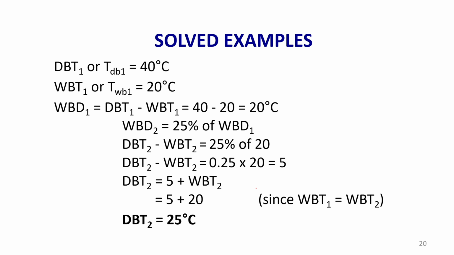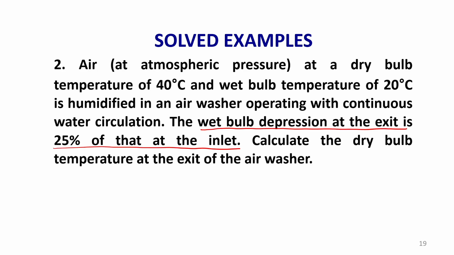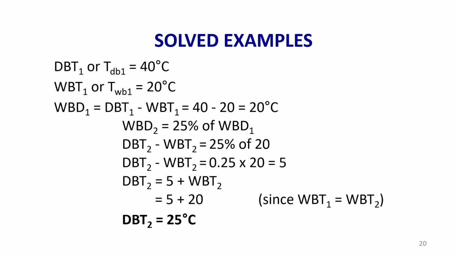Now, I have found the wet bulb depression at the exit, at the outlet. Okay. Now, here, by using the given dry bulb temperature we can find wet bulb depression 1. Then using the second statement, wet bulb depression 2 is equal to 25% of wet bulb depression 1. Okay. So, now I have found this one, which is 5.